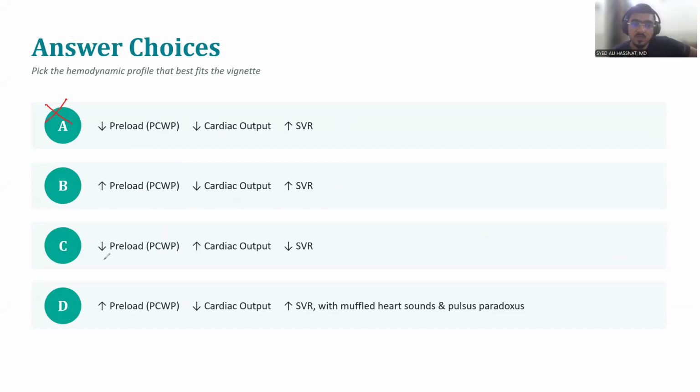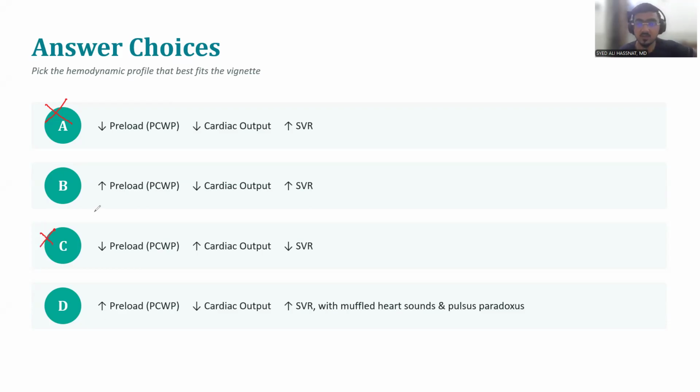And now, what happens to the preload, I said? It's high or low? High, because the heart is the issue. The rooftop is the issue. Pressure would be high up. So can C, which says low preload, be our answer? Absolutely not.